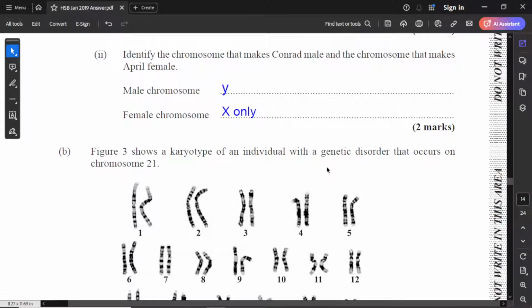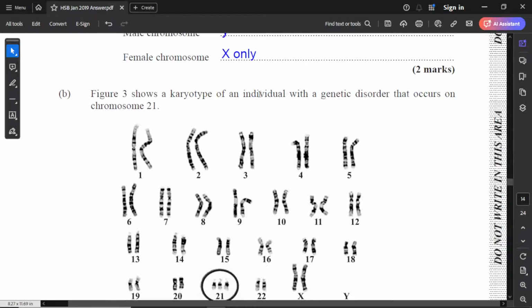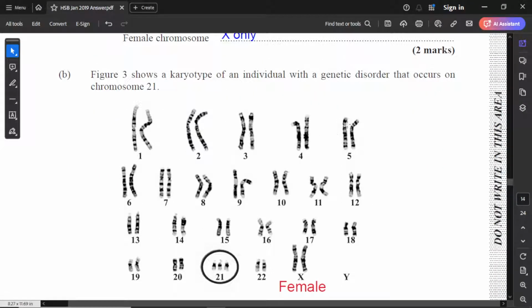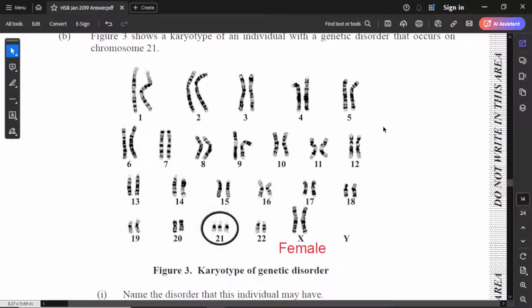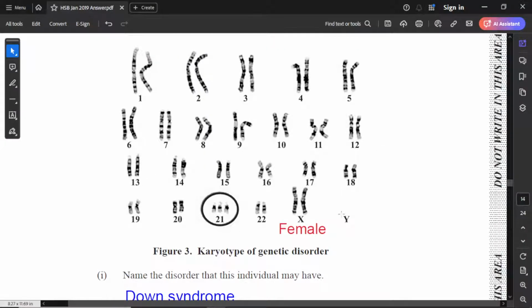All right? And so for part B, figure 3 shows a karyotype of an individual with a genetic disorder that occurs on chromosome 21. The karyotype actually shows the outline or display of all the chromosomes of that organism in terms of their size and also their shape. So they group them in terms of size and shape. Notice chromosome 21 here, and chromosomes occur in pairs. For human beings, we have 23 pairs or 46 chromosomes.